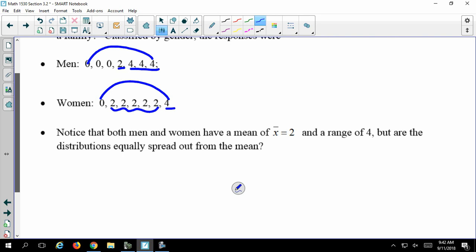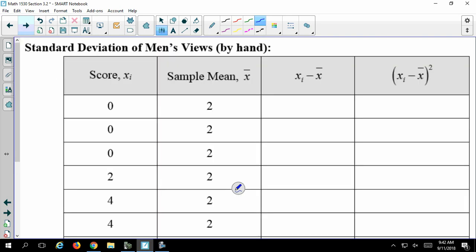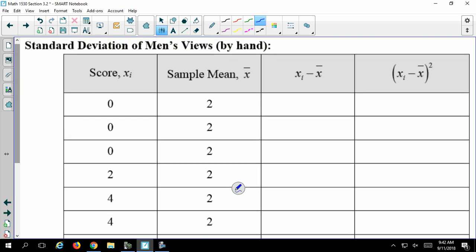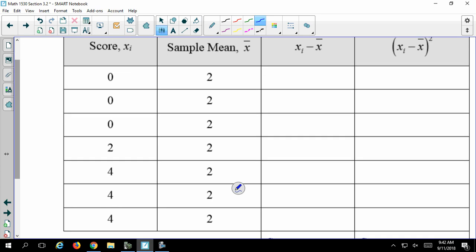We're going to do the male standard deviation first, and we're going to do this with a table. In the first column of our table, we put our data, the x's. This is the data for the male responses: 0, 0, 0, 2, 4, 4, 4. And the mean is 2. We already calculated that: we added them up, got 14, divided by 7 is 2. So the mean is 2.